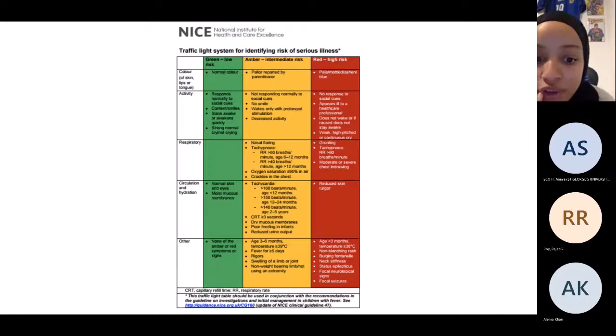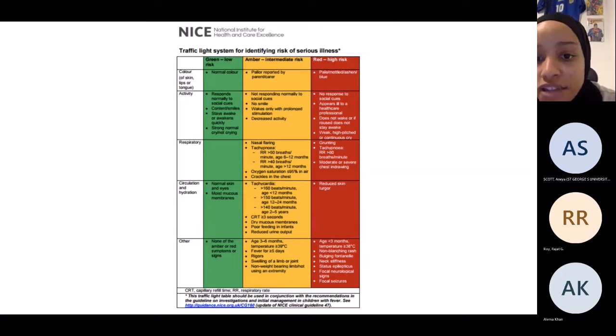Another thing I want to point you towards that we had to learn is the traffic light system for children. So it's really important that you learn this, even for your OSCEs as well as for your exams. It will show you the level of severity that the child is having with the symptoms that they're presenting with. So you look at their color, their activity, how lively they are, their respiratory function.